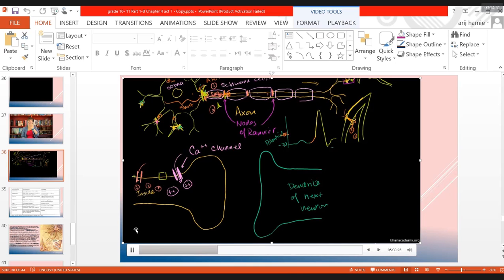This is a phospholipid layer membrane, so maybe I should just draw it. Maybe I'll draw 2 layers here just so you realize it's a bilayer.